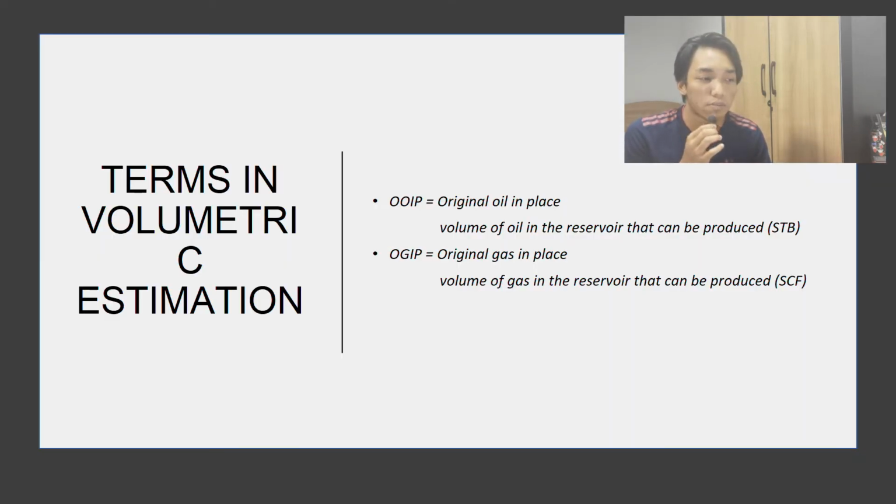Then I'm going to talk about the terms in volumetric estimation. There are two terms. One is OOIP, which is original oil in place. It means the volume of oil in the reservoir that can be produced. The unit is STB. The other one is OGIP, original gas in place, which is the volume of gas in the reservoir that can be produced. The unit is SCF.